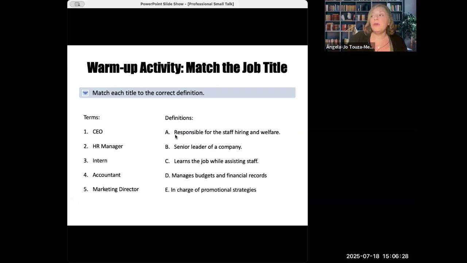A, responsible for staff hiring and welfare. B, senior leader of a company, the most important person, well, not the most important, the most powerful person in the company. C is someone that learns while assisting staff. D, manages budgets and financial records. And E is in charge of promotional strategies. Okay. Do you guys have any questions about any of these things before we move forward into the activity?